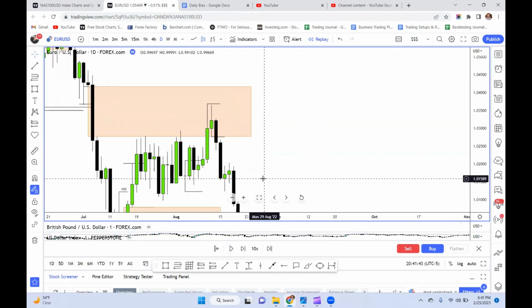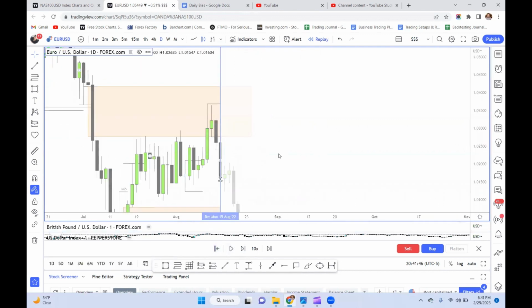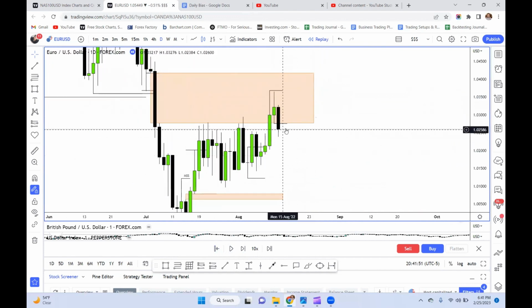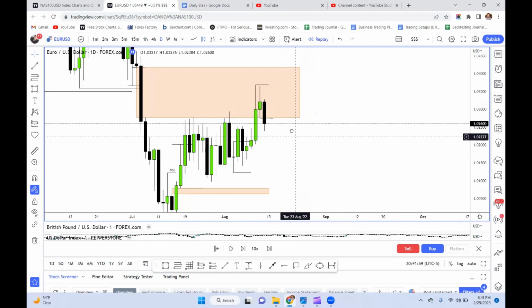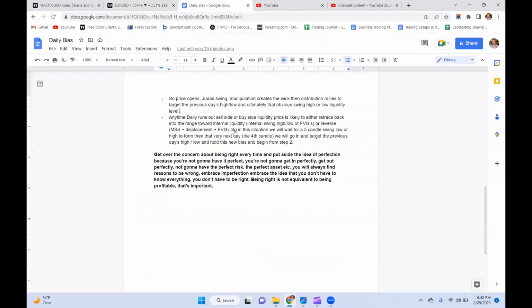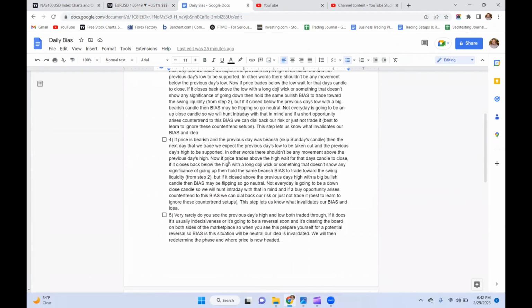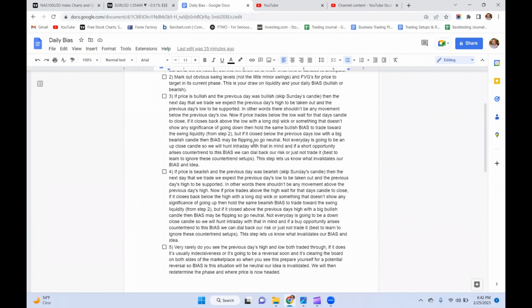Ooh, I accidentally pressed play. We didn't want to see all of that. Well, now we know that it's going down, damn it. But you can see here that price actually violated here. And this is a significant candle. So now we're looking at it like, okay, right now our bias is neutral because it traded down through something with significance. Then bias may be flipping, so go neutral.